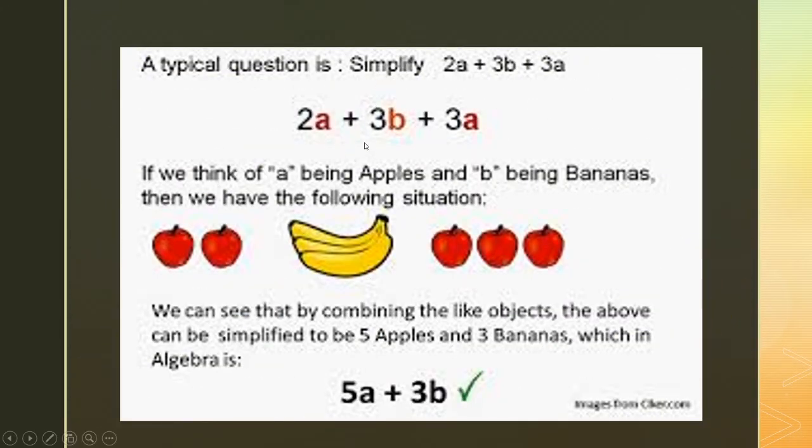Simplify 2a plus 3b plus 3a. If we think of a being apples and b being bananas, then we have the following situation. We can see that by combining the like objects, the above can be simplified to be 5 apples and 3 bananas, which in algebra is 5a plus 3b.